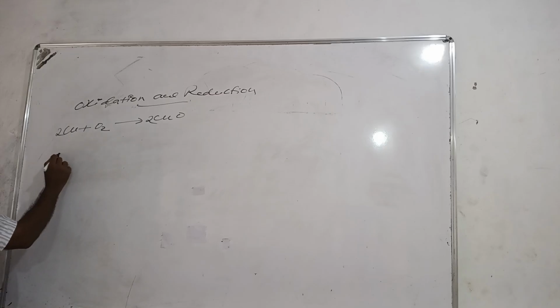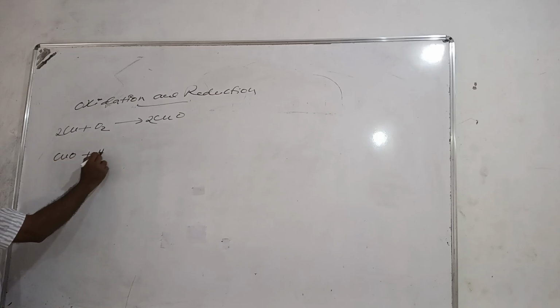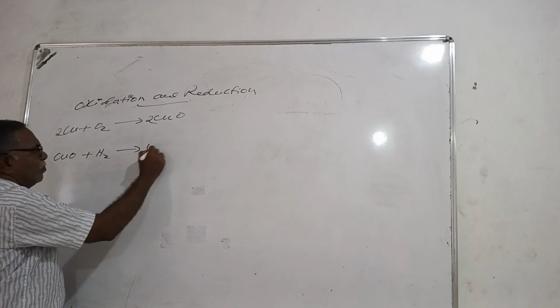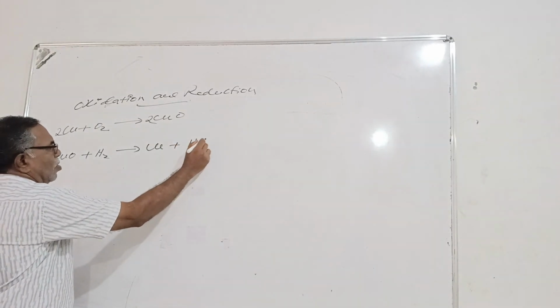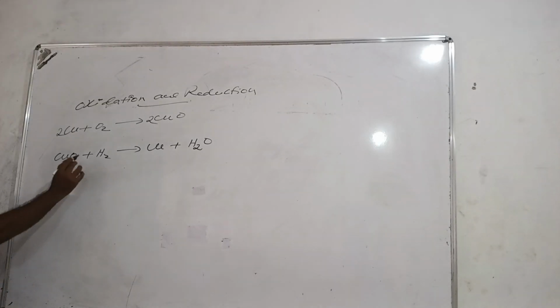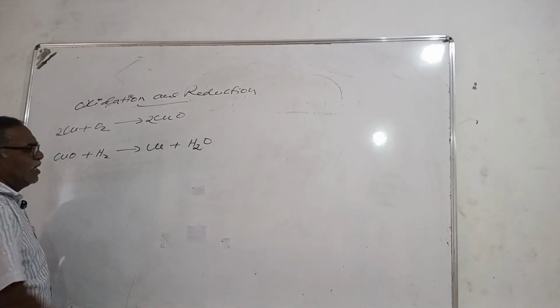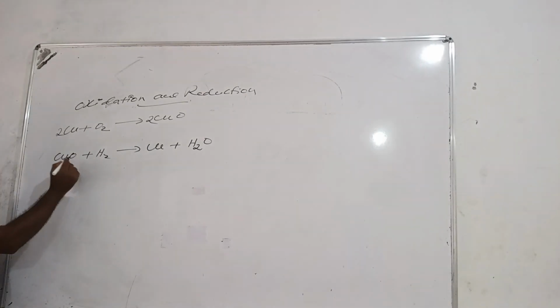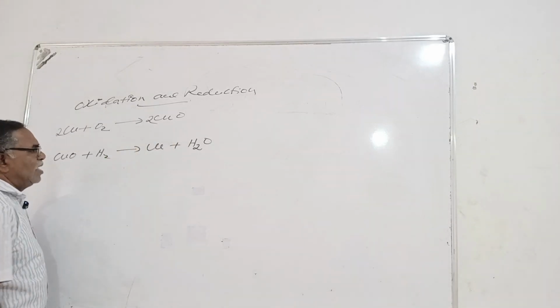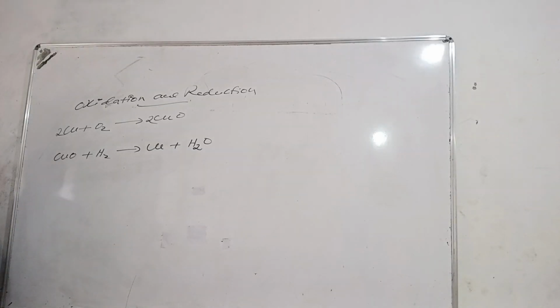Look at this reaction, when copper oxide reacts with hydrogen. Hydrogen gas is passed through copper oxide. Copper oxide is converted again into copper plus water, H2O. Copper oxide is converted to copper, or copper oxide lost oxygen. Hydrogen received the oxygen here. So we can say that hydrogen is oxidized to water. Hydrogen is oxidized and copper oxide is reduced.